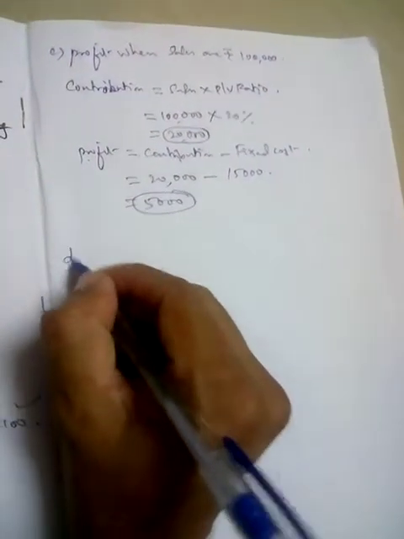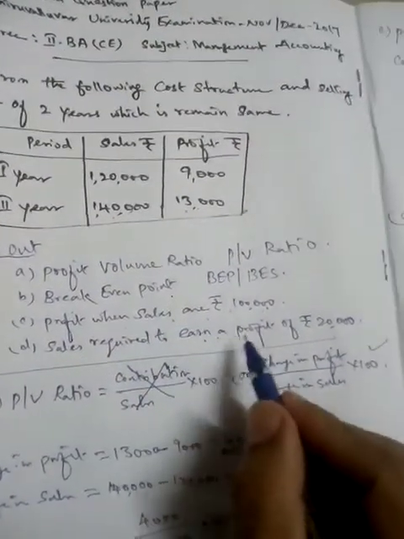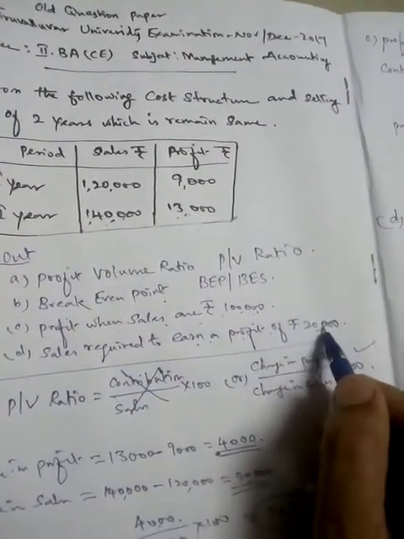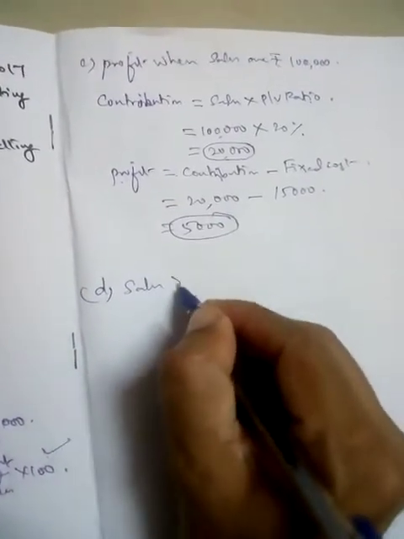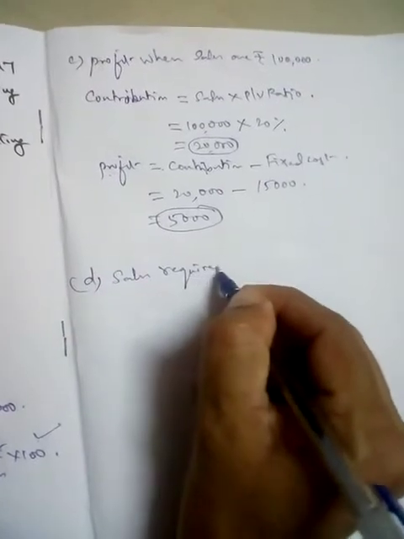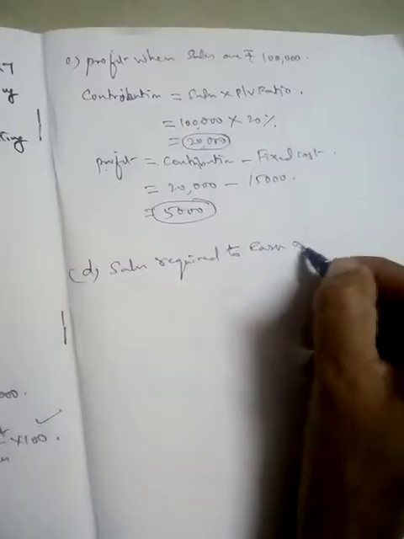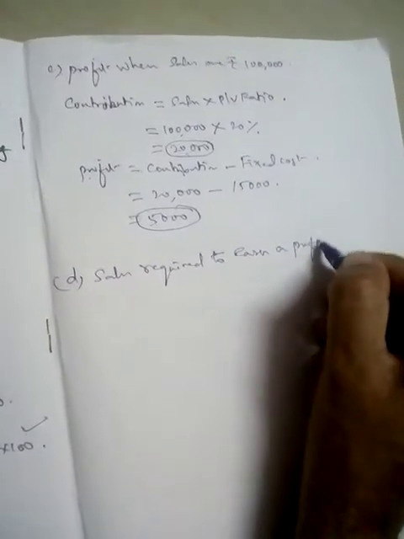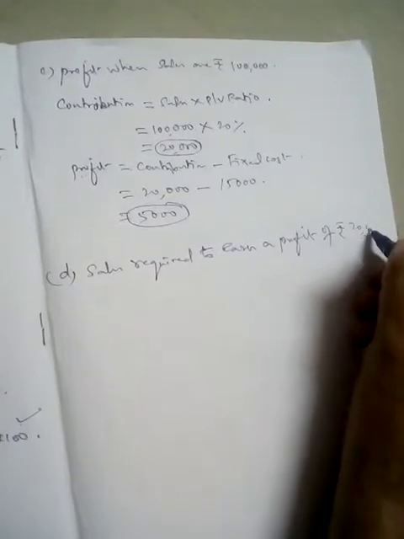So then the last one. What have they given? Last one: sales required to earn a profit of rupees 20,000. So I am writing here the same: sales required to earn a profit of rupees 20,000.